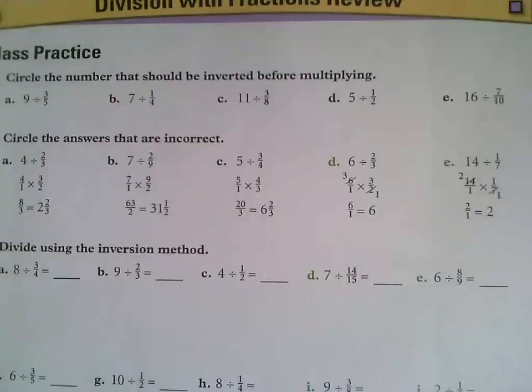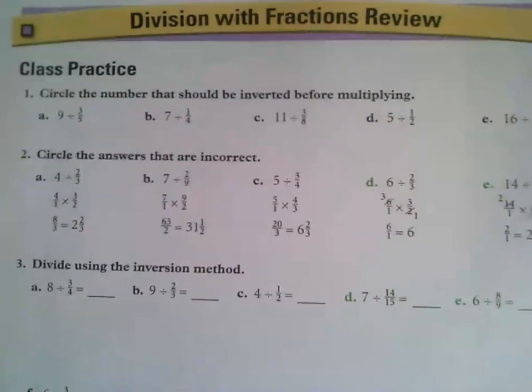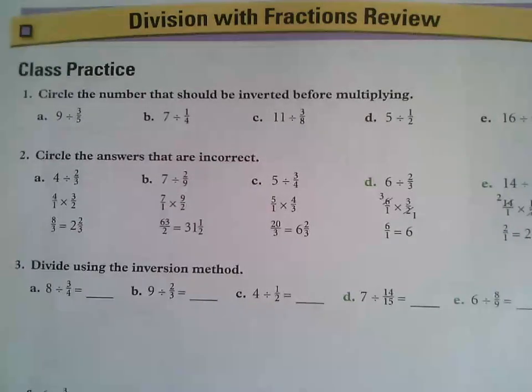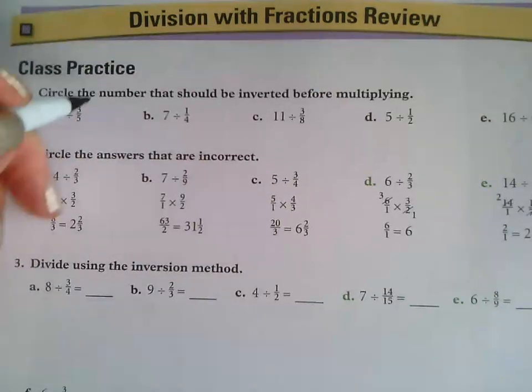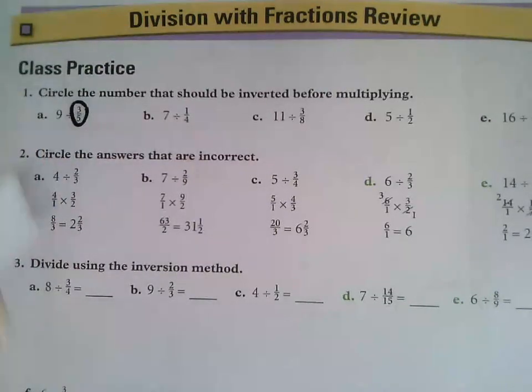So your review page. I'm just going to go over the directions with you quickly. Number one, circle the number that should be inverted before multiplying. When dividing by a fraction, don't you cry, just invert the second number and multiply. So you're going to invert the second number every time. Number two, follow the process. Pretend you're the teacher. Which one? Circle the answers that are incorrect.